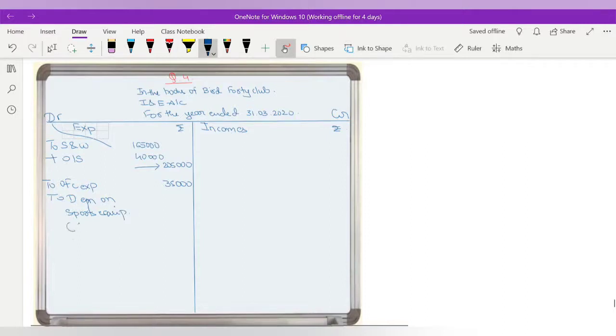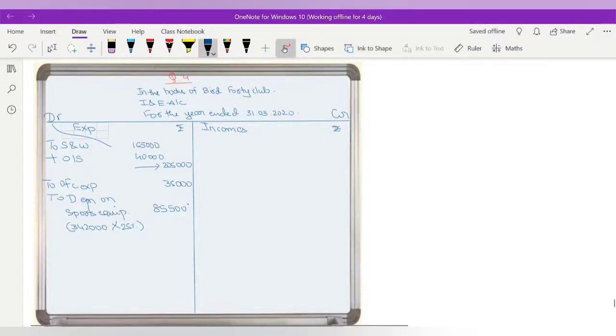So what is the value of the sports equipments? 3,42,000. On that, depreciation will be 25%. So check it out, 3,42,000 into 25% comes to 85,500.